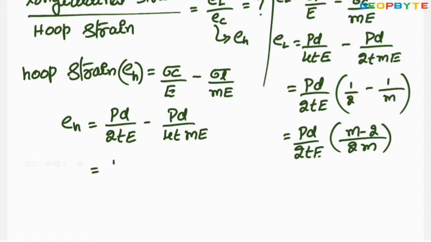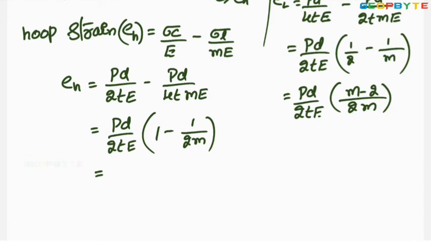It is equal to, let us write the PD by 2T outside, 1 minus 1 by 2M. It is equal to PD by 2TE into 2M minus 1 by 2M. This is the hoop strain.